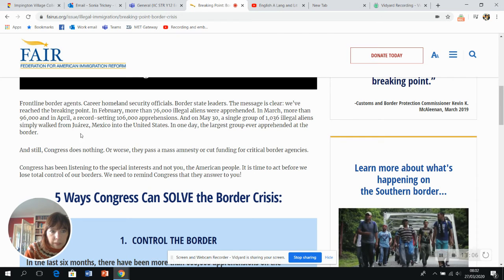This is an interesting sentence here. And on May the 30th, a single group of 1,036 illegal aliens simply walked from Juarez. So we have this adverb simply here, and simply suggests that it's easy. And again, this feeling that this is something that could be easily solved.